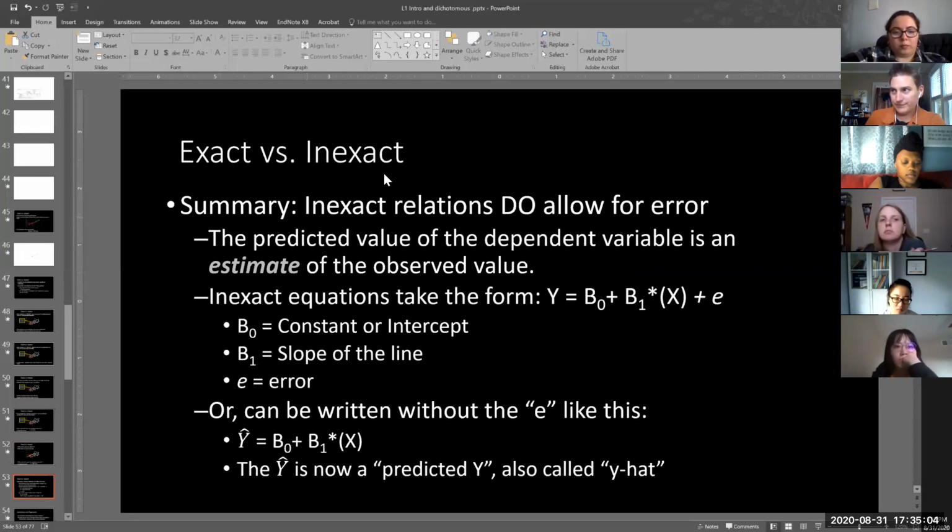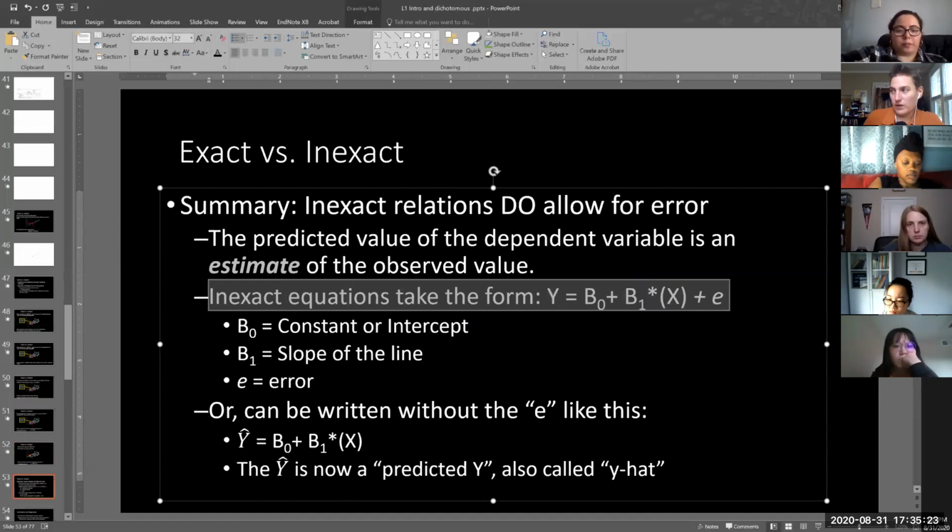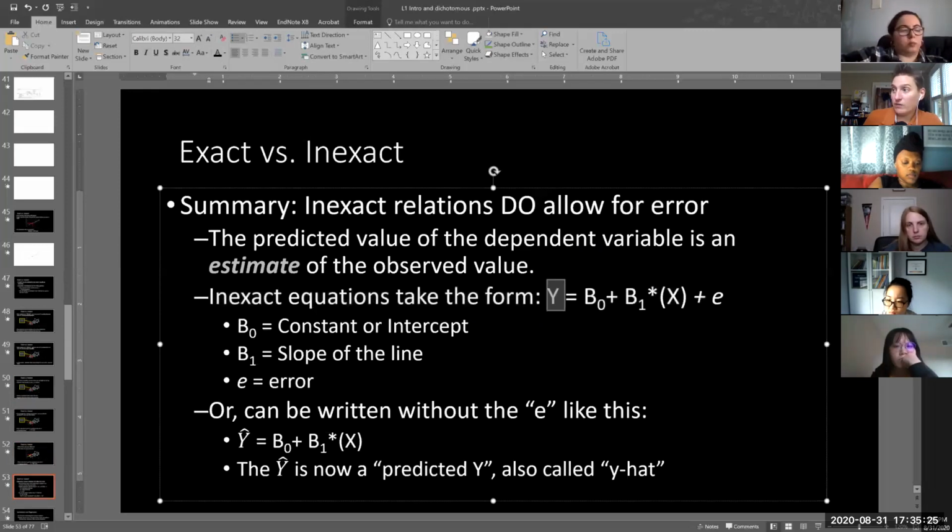So, in summary, you have an inexact relation, which allows for error. And then you have the predicted value of any estimate, which is the estimate of the observed value. So I'm estimating where I think people are going to end up. My inexact relationship is taking the form of this equation here, which is just another way to write y equals mx plus b.